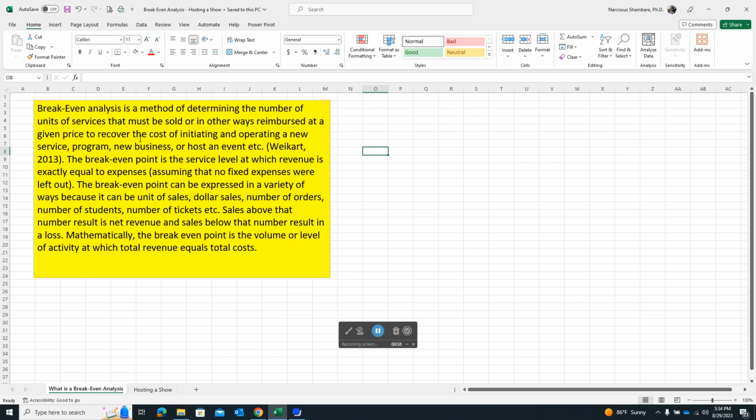So again, the break-even point is that particular service level at which the revenue will equal the expenses. So profit is not made, but at least all the fixed costs are covered. Mathematically, the break-even point is the volume or level of activity at which total revenue equals total costs.